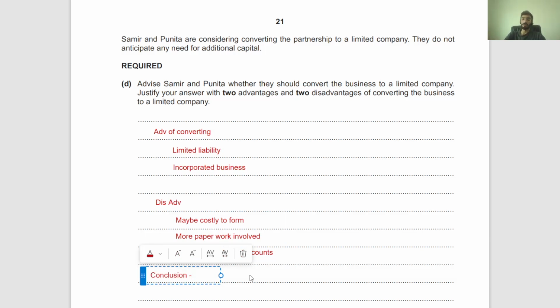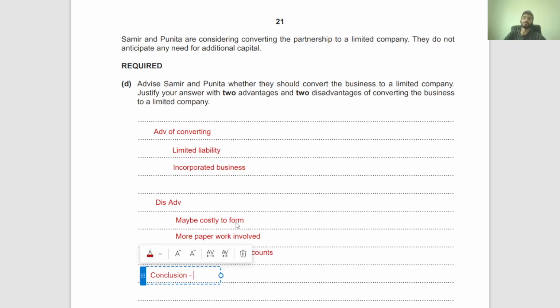You can also use the fact that they don't need additional capital. It may not be necessary to convert since they don't need any additional capital. They won't be really able to benefit from the limited company status unless they want the limited liability. So conclusion, up to you, 100%. You can focus on limited liability and conclude that they should go for it, or you can focus on the point that they don't need additional capital and it's going to be costly to form and organize and run and publish. Taxes will be slightly more complicated.